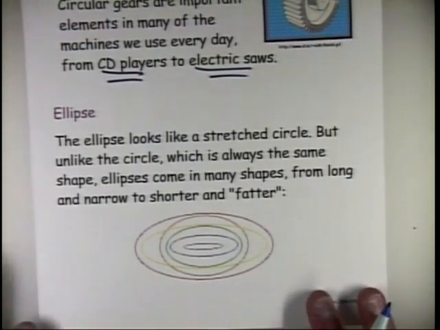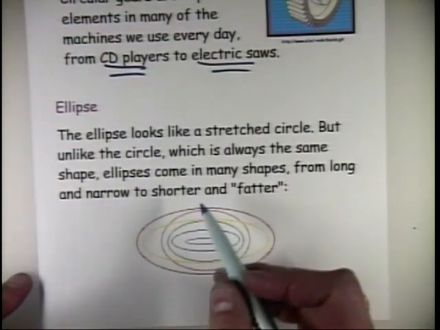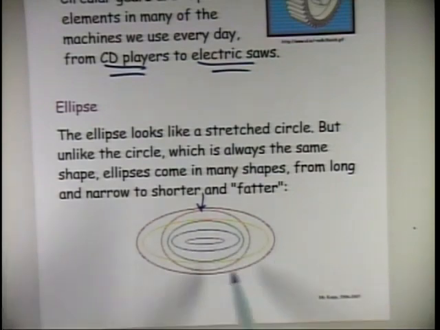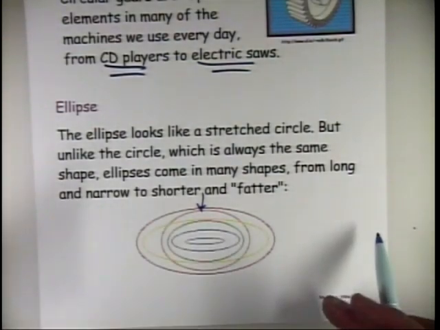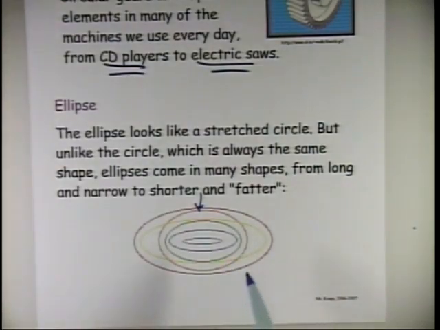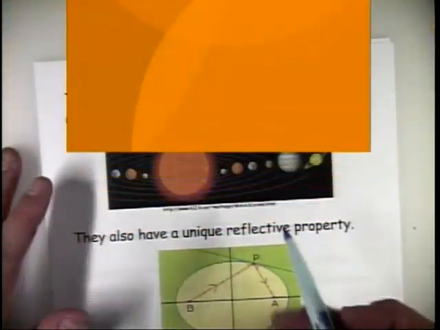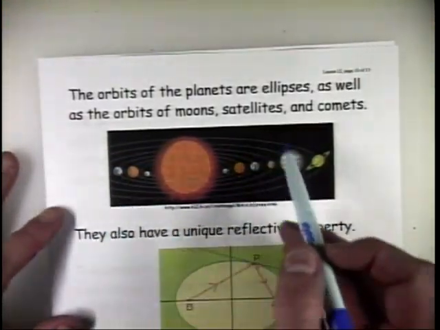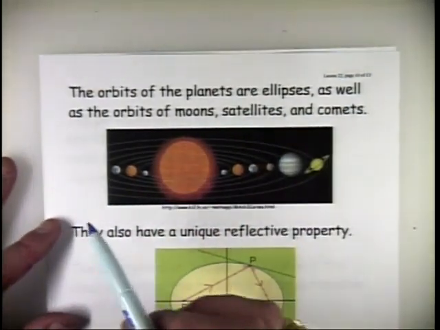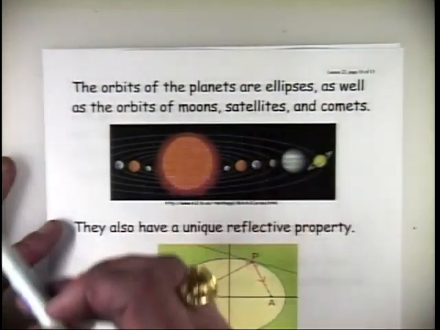Now the ellipses. Ellipses are like circles that have been sat upon, and they're kind of flattened out. They have many different shapes and sizes. They can be long and skinny, or they can be almost round. That's called the eccentricity. Well, ellipses have very, very important applications. Here are some of them. Orbits of the planets around the sun follow elliptical paths, as do satellites like the moon, and some of the comets like Halley's Comet follow elliptical orbits.